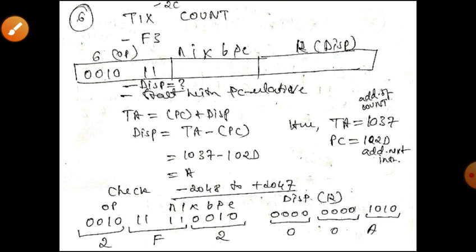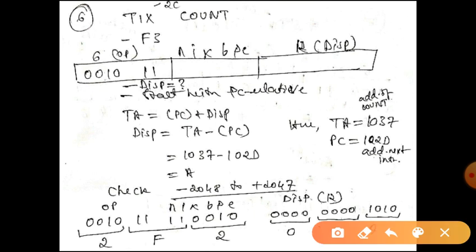Okay, continuing with the next, TIX count. Since it doesn't have any plus, it will be format 3.